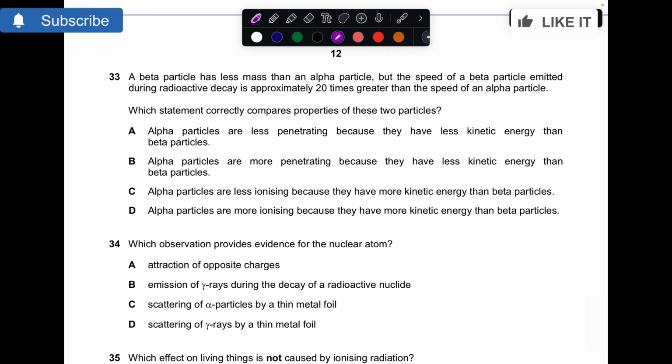Question 33: a beta particle has less mass than the alpha, but the speed of the beta particle emitted during radioactive decay is approximately 20 times greater than the speed of the alpha particle. Which statement correctly compares the properties of these two particles?